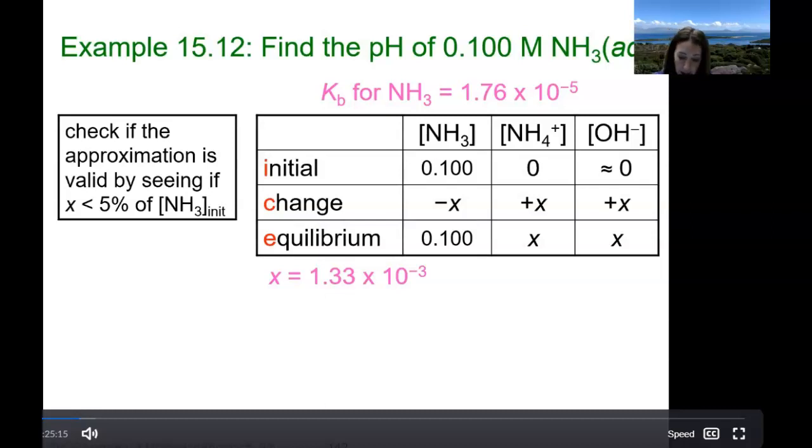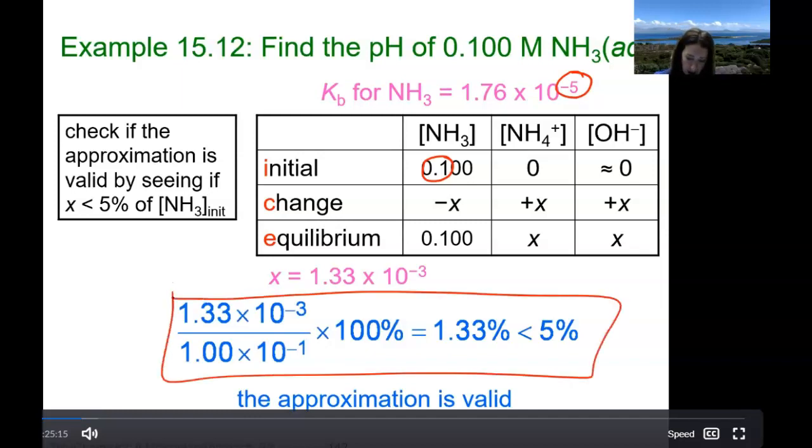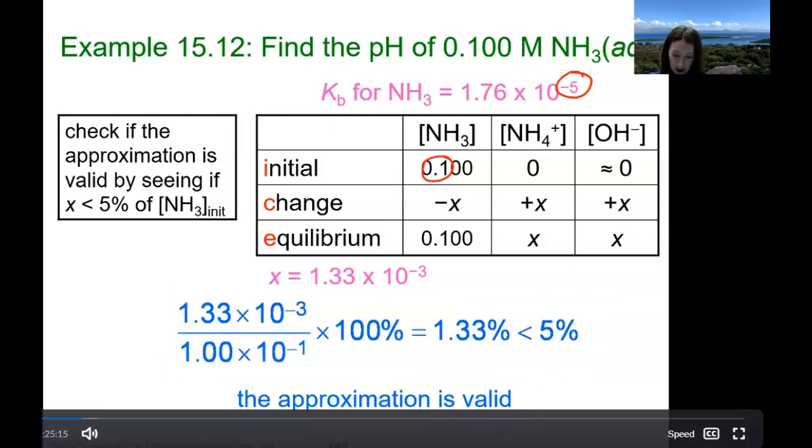Now, this is 10 to the negative 1. This is 10 to the negative 5. That's a difference of 4. We're good. It's going to work. But right now, on your quiz today and on your quiz on Saturday, I need to see this math. And then I need to see you say that this is less than 5%. Until I am satisfied that you understand that concept, you need to check this.